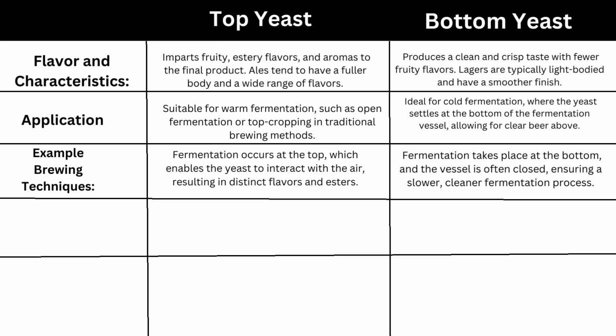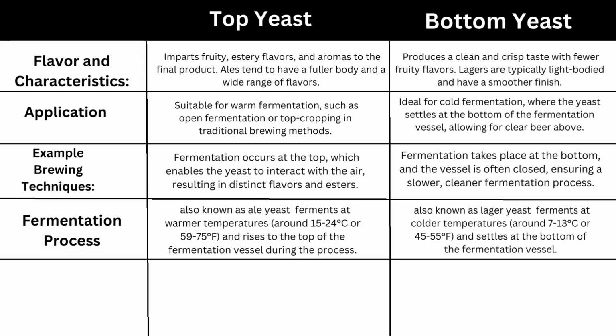Top yeast fermentation occurs at the top, which enables the yeast to interact with the air, resulting in the distinct flavor and esters. Bottom yeast fermentation takes place at the bottom and the vessel is often closed, ensuring a slower, cleaner fermentation process. Fourth, fermentation process.